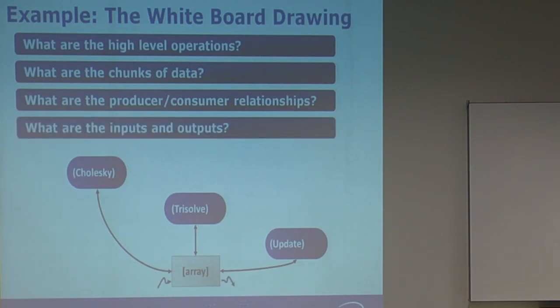And the last question is, what are the inputs and the outputs? Well, the inputs and the outputs we represent as these arrows here, and the idea is that those are in fact producer-consumer relationships, that the environment is producing values to be used by the program, and the environment is consuming values to be used by the program.